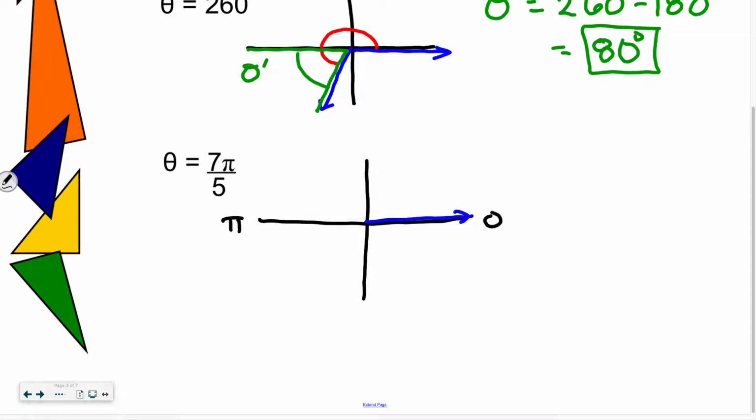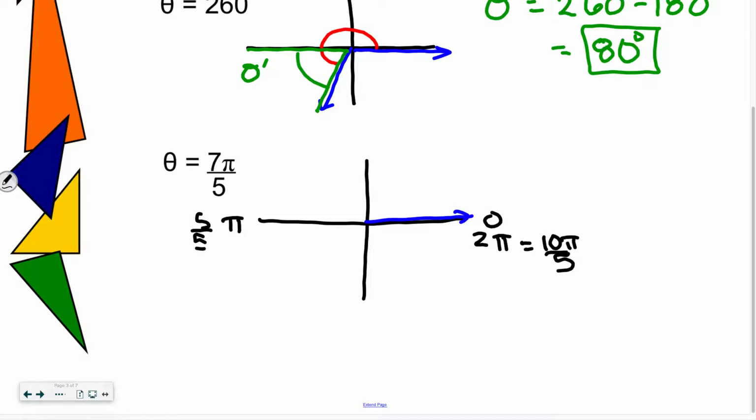All the way across is 2 pi. So that's 1 and 2. 7/5 is more than 1, because this is then like 5/5. And what would 2 pi be? 10 pi over 5. Okay.